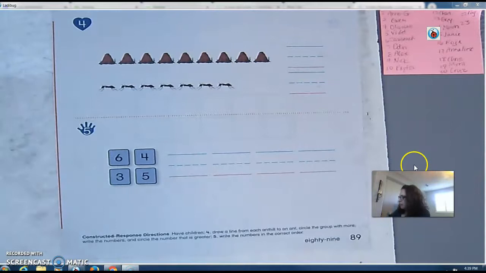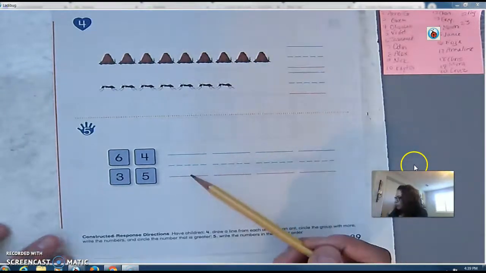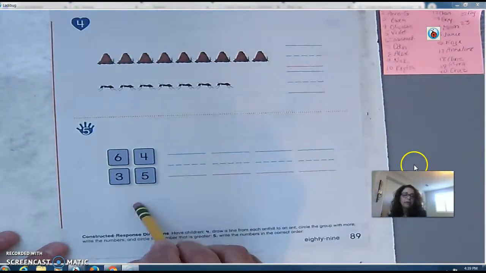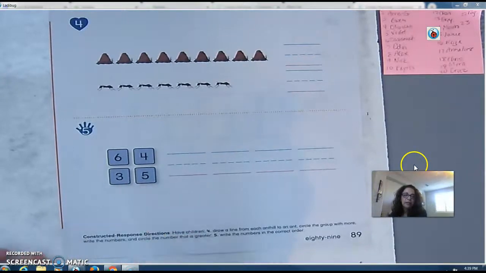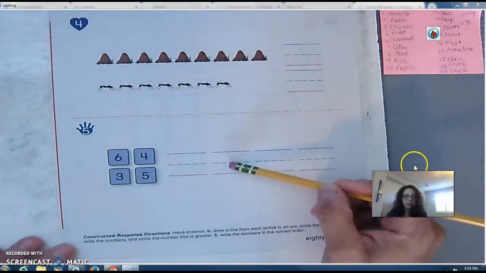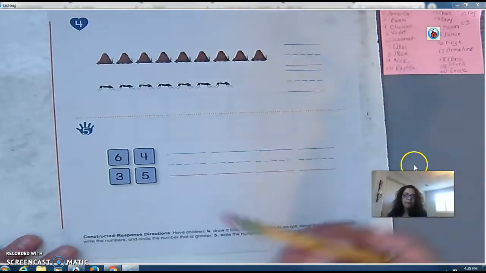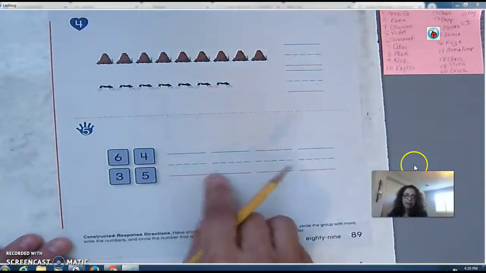All right, now if you wrote your number here, make sure that you crossed out the card that you used. Now you're only going to have 3 cards. So look at those last 3 cards and find the one that is least, and that one's going to go here. So make sure you cross it out after you write it here.